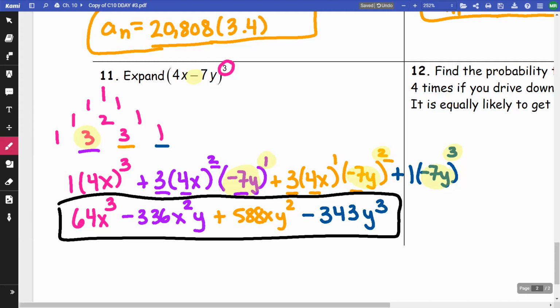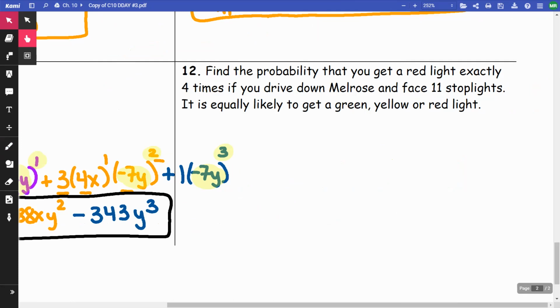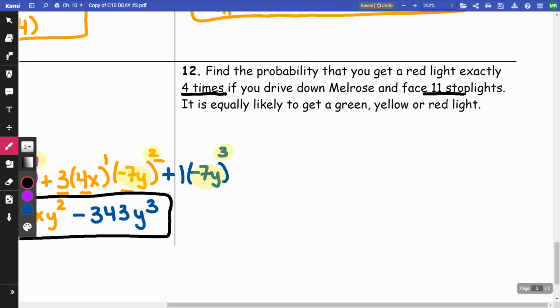On number 12, we're going to be doing a binomial probability here. It says find the probability that you get a red light exactly 4 times if you drive down Melrose and face 11 stoplights. So we have 11 trials and we want 4 times that we're getting this red light. It is equally likely that you get a green, yellow, or a red. So be careful with this problem. I don't care about the probability of a green and the probability of a yellow. I care about the probability of not red.